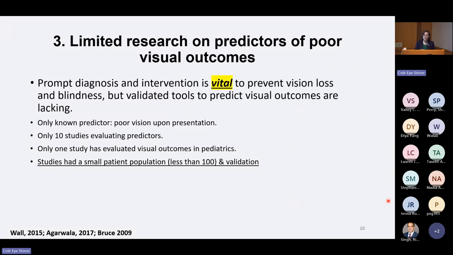And lastly, there is limited research on predictors of poor visual outcomes. And this is needed because prompt diagnosis and intervention is vital to prevent vision loss and blindness. But currently, we lack tools to predict visual outcomes at diagnosis. The only known predictor is poor vision upon presentation, but we've only ever seen about 10 studies that have evaluated predictors in general in the setting of IH. Only 1 study has evaluated predictors in a pediatric population, and the majority of these studies have a small population of less than 100. And so we really require larger studies and further validation of our knowledge in this area.